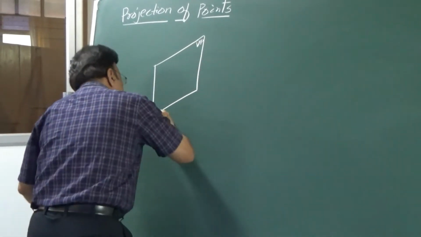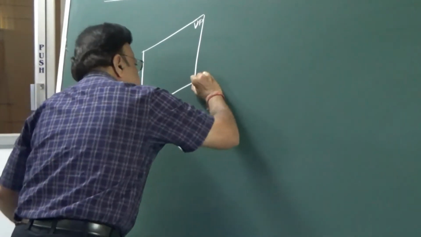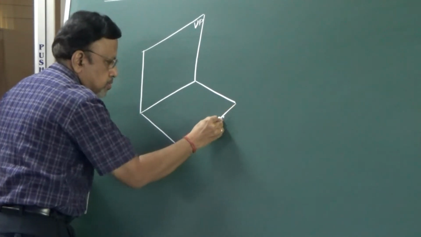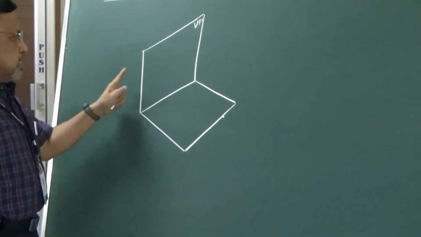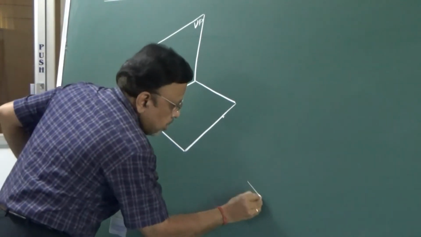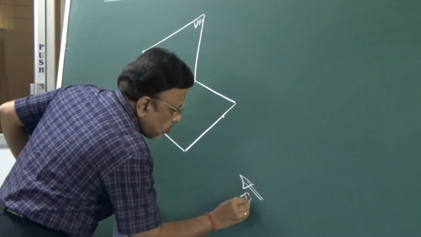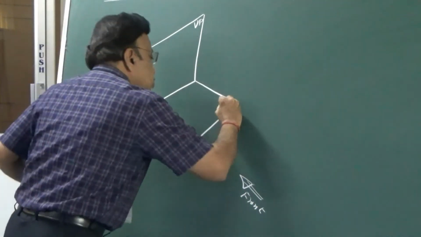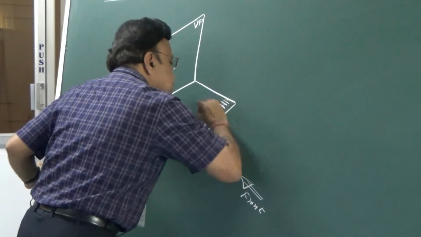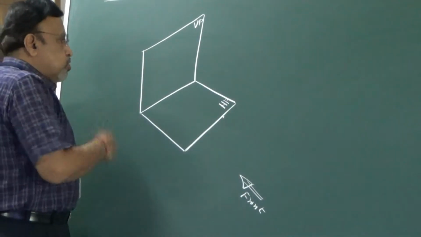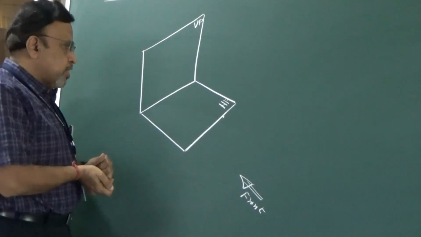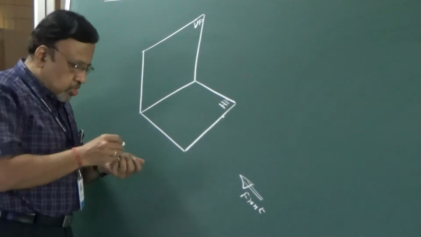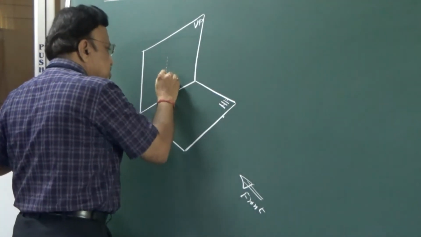So let me just indicate. You can just see that I have considered, and of course we know that this is the position of the observer, wherein it is observed from the front. So vertical plane, then we have this horizontal plane. Of course these two planes are perpendicular to one another. Now I want to consider, let us say, a point A situated in the first quadrant.